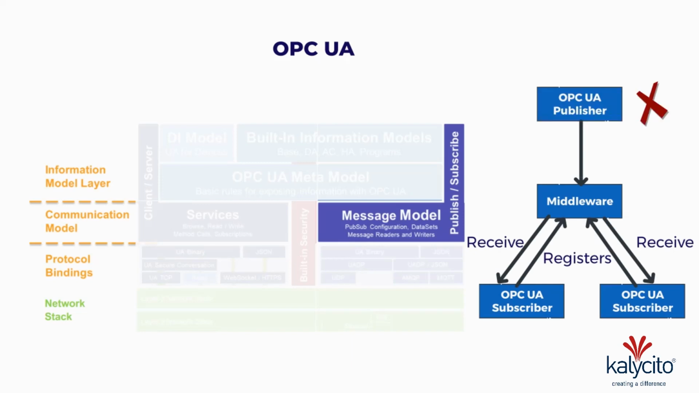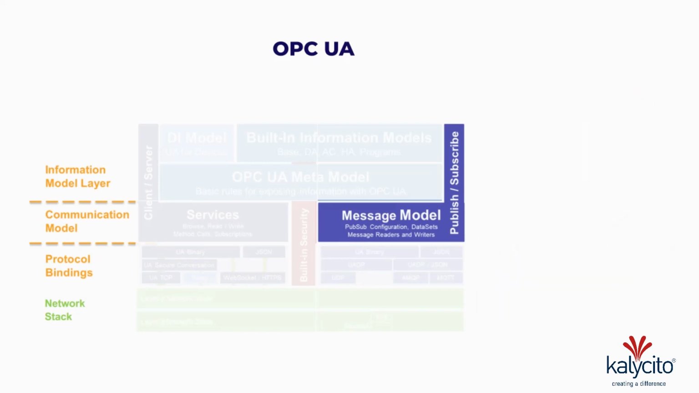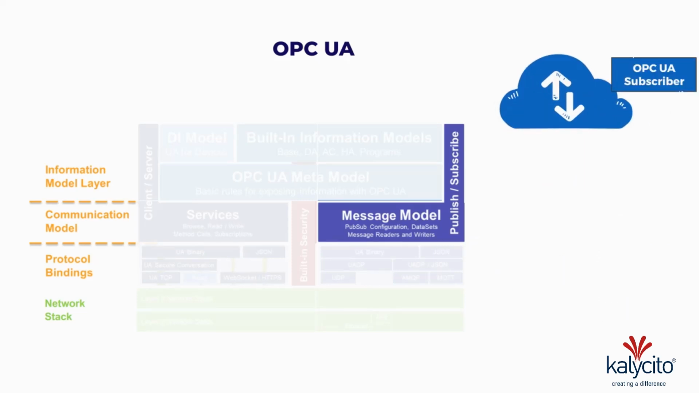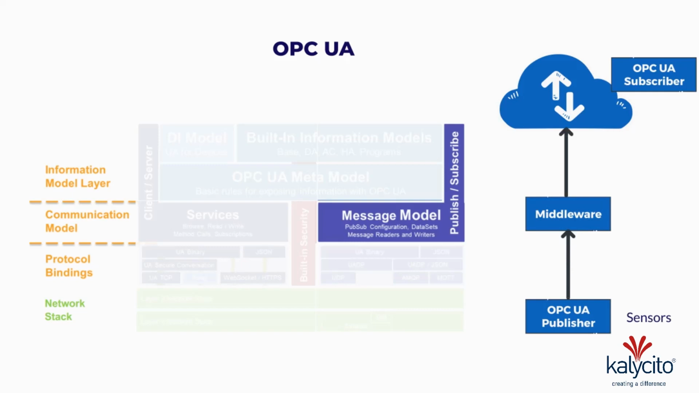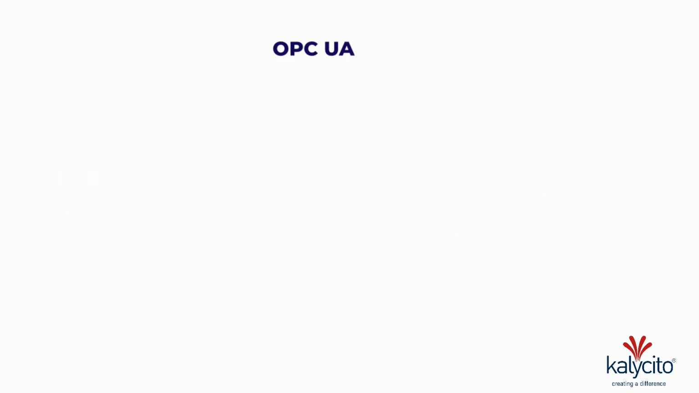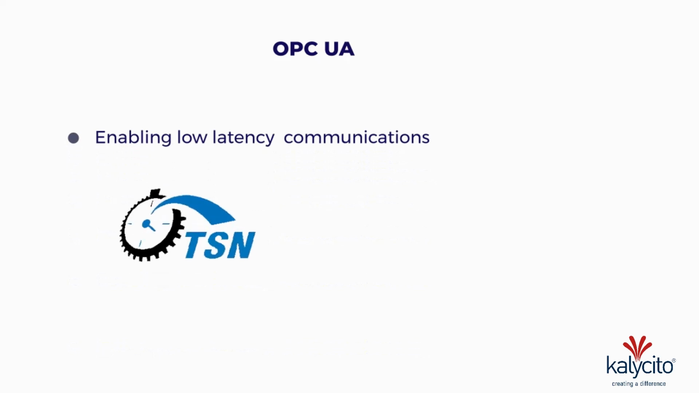Similarly, subscribers register with the middleware to receive messages that they are interested in, and subscribers are also not aware of the publishers. OPC UA PubSub can also be used to extend the application of OPC UA technology to highly scalable cloud applications in which a large number of sensors can send data securely to the cloud through broker-based infrastructure by using popular transport options like MQTT and AMQP. In addition to enabling low-latency communications, OPC UA PubSub is also positioned to leverage future technologies such as time-sensitive networking, TSN, to deliver real-time guarantees.